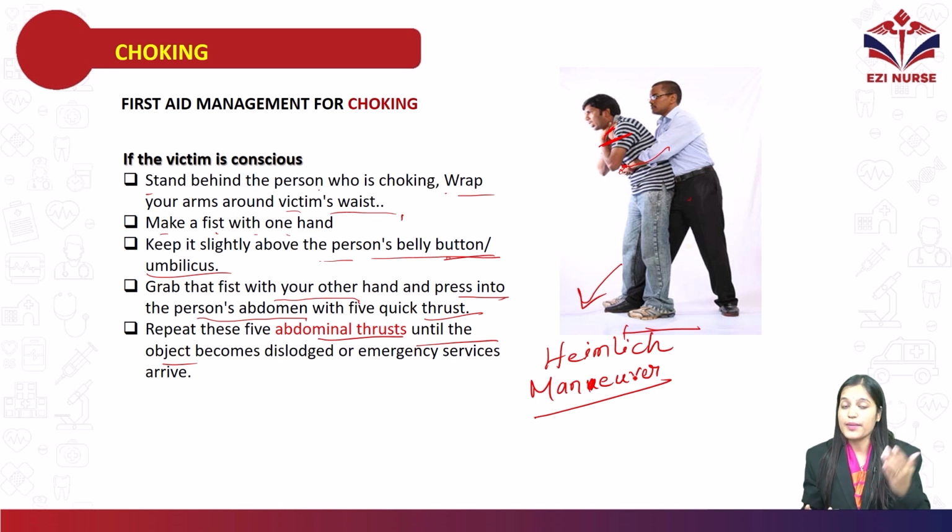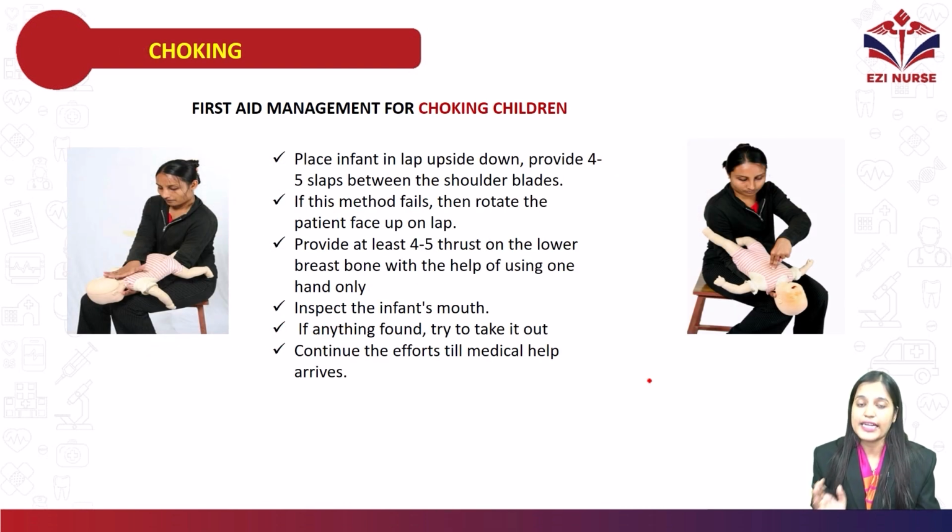First you have to stand behind the victim. With one hand you make a fist, then grab the fist with the other hand, and press inward and upward. You do this 5 times, until the foreign object comes out. Like that you can save the victim's life. This method is called the Heimlich maneuver, and it is for an adult person.